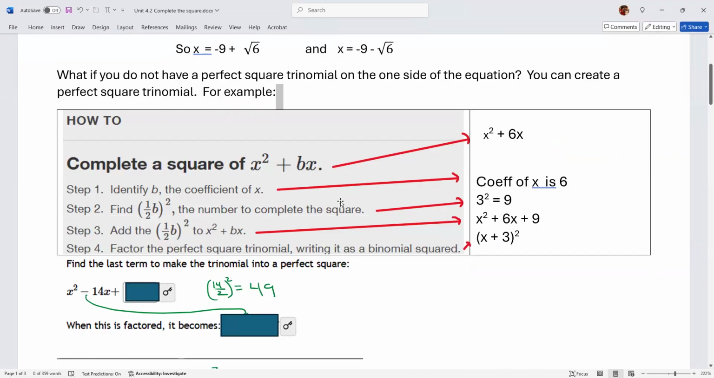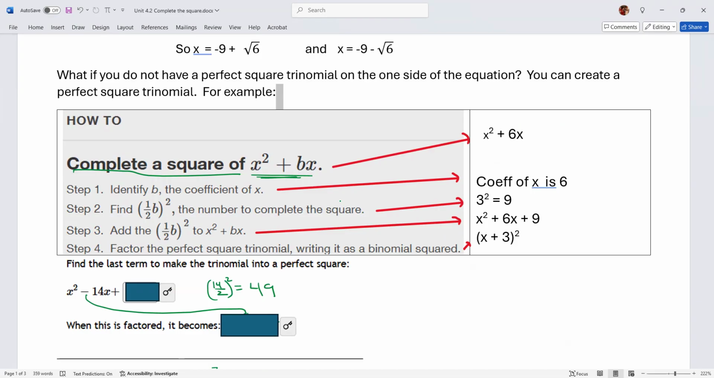Okay, and so here they talk about how to complete the square. Whenever you have, on one side of the equation, a square term and then some coefficient times x, you can turn this into a perfect square trinomial. Okay, and the way you do that, here's an example.